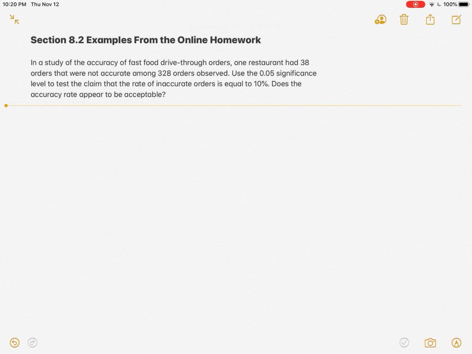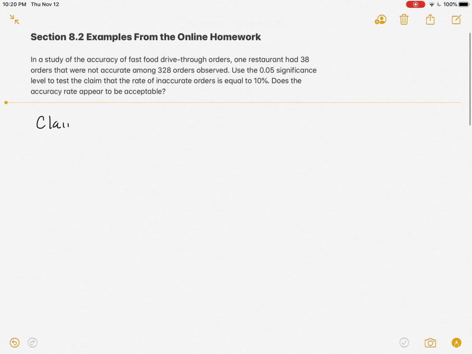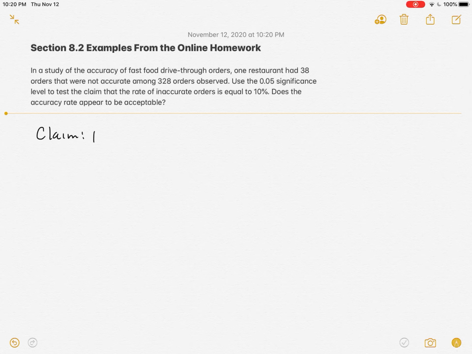And so they'll have those follow-up questions like they do in the homework. But let's worry about the big test here and some of the wording that happens as a part of that. So let's go ahead and write our claim in symbols, because we know that's our first step. Our claim is that the rate of inaccurate orders is equal to 10%. So that means our claim is p is equal to 0.10. We're making a claim about the proportion of all the orders at this restaurant, and we want to test the claim that they're equal to 10%.